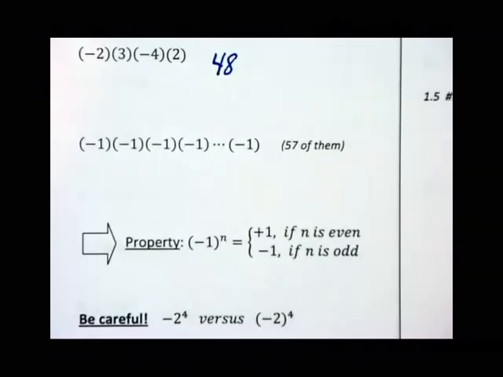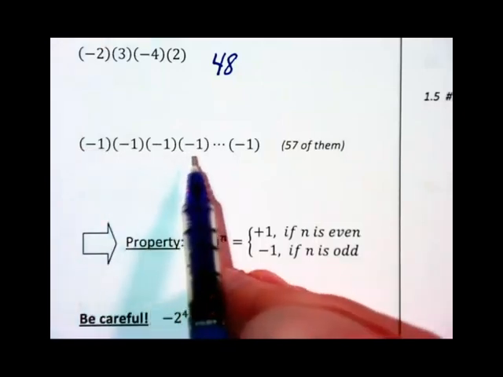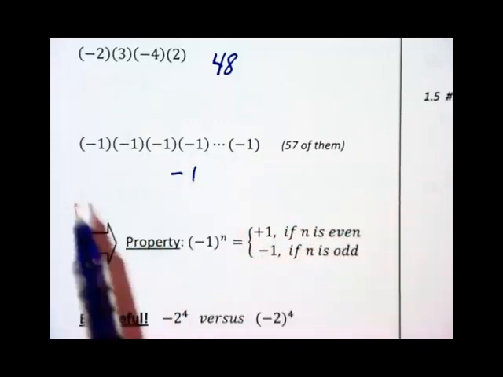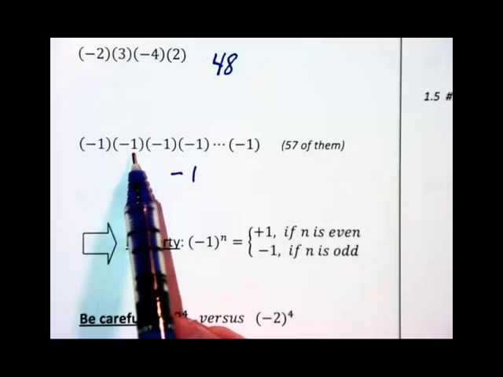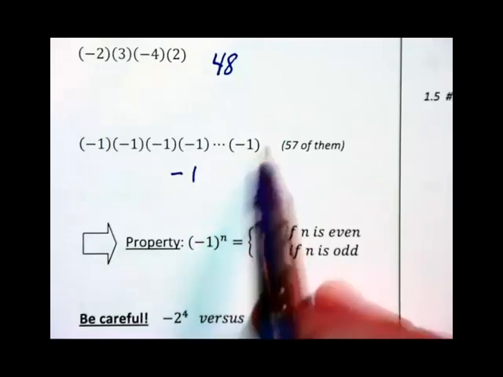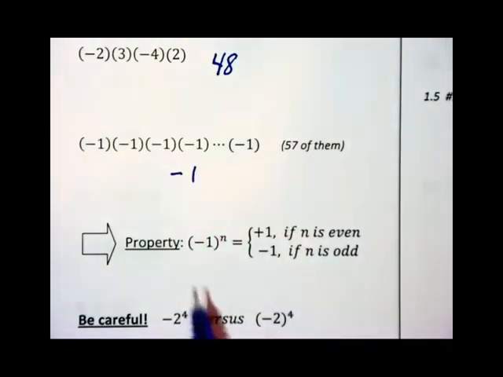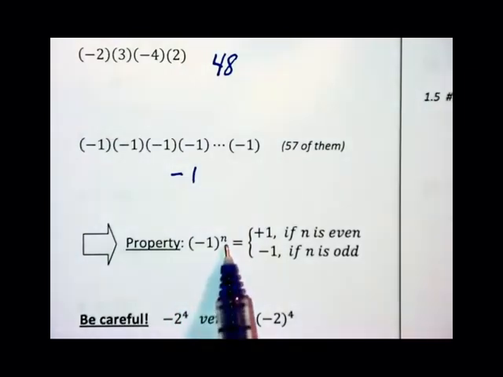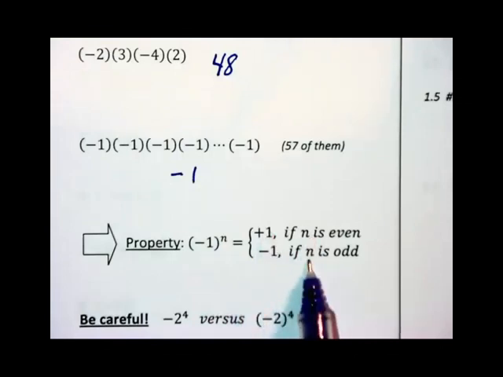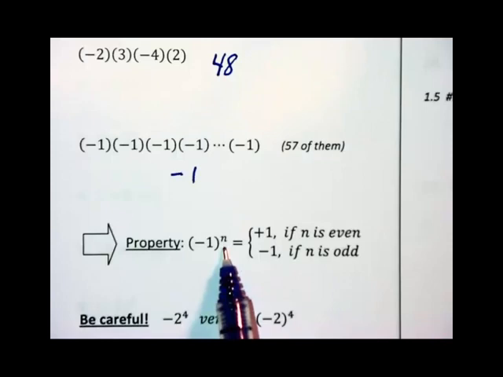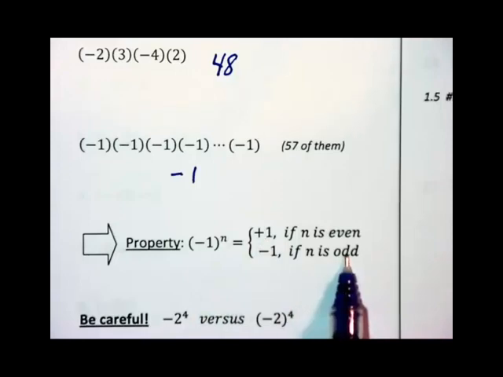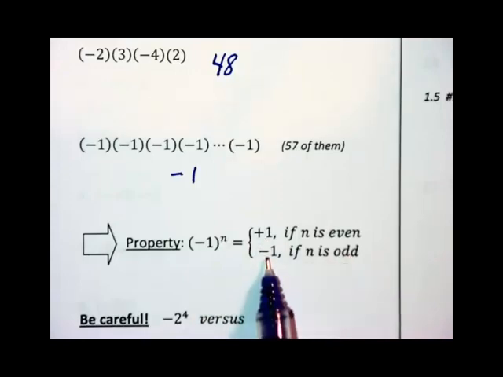In this next case, when you have a negative times a negative times a negative times a negative over and over and over again, 57 times, the product is going to be negative 1. And that's because a negative times a negative is a positive, times a negative is a negative, times a negative is a positive, and it keeps going back and forth between a positive and a negative. And that illustrates this next property we have here. If we have a negative being multiplied by itself n times, the product will either be positive or negative, depending on whether n is even or odd. If n is even, you have an even number of negatives that you're multiplying together, the product will be positive. And if there is an odd number of negatives being multiplied together, the product will be negative.